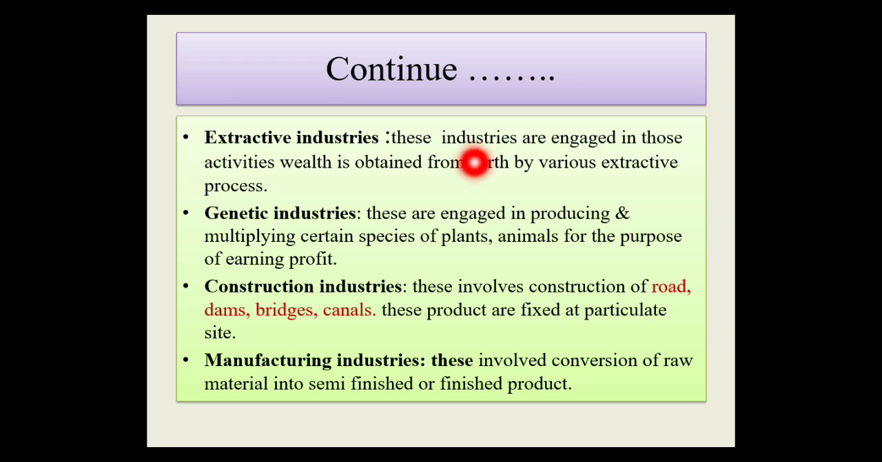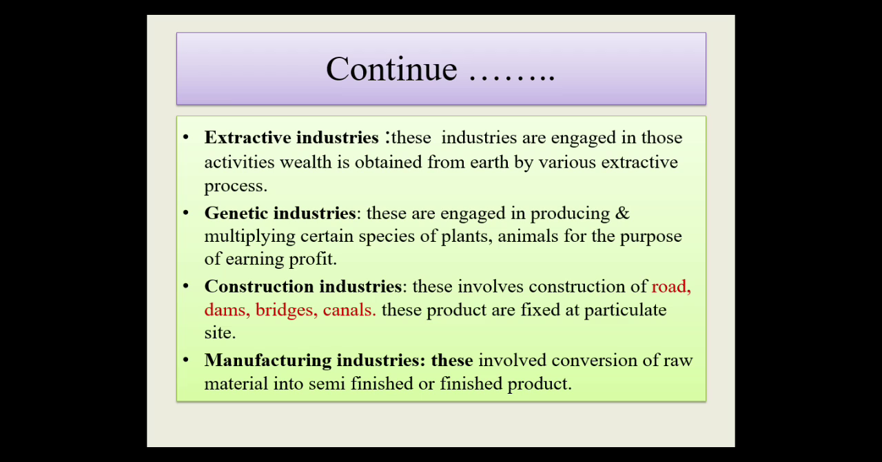Extractive industries are engaged in those activities in which wealth is obtained from the earth by various extractive processes. Examples are fishing, hunting and agriculture. The products of extractive industries are meant for producing finished products by other manufacturing industries. Then genetic industries are engaged in producing and multiplying certain species of plants and animals for the purpose of earning profit from their sale or otherwise. For example, poultry farms and nurseries come under genetic industries.